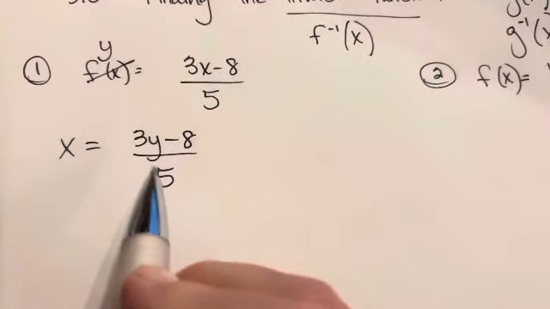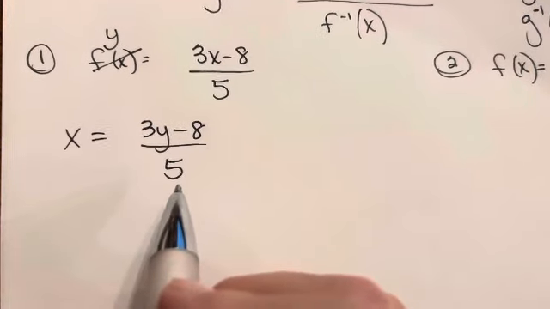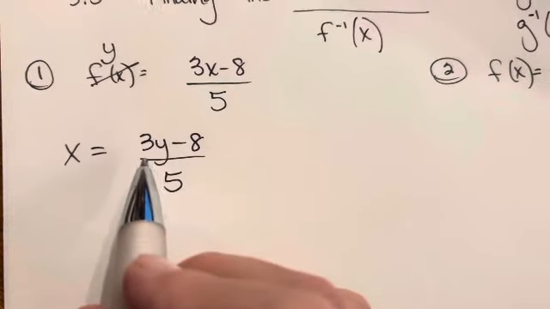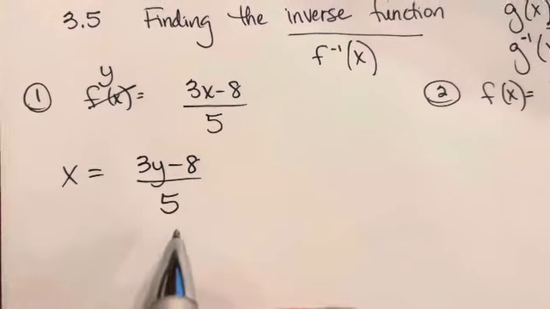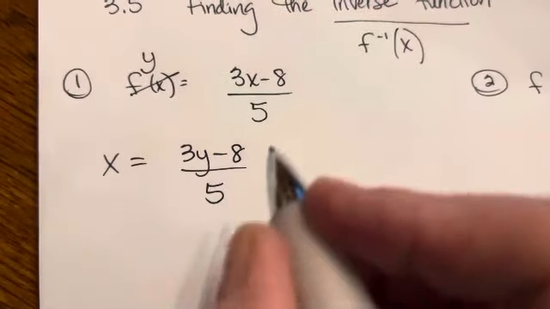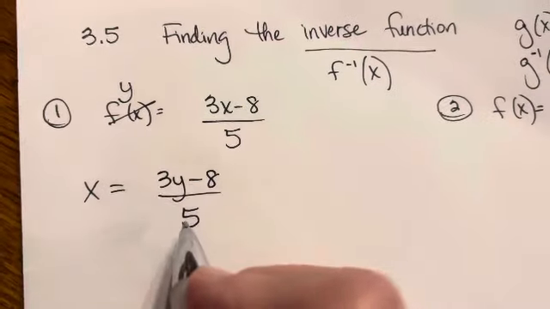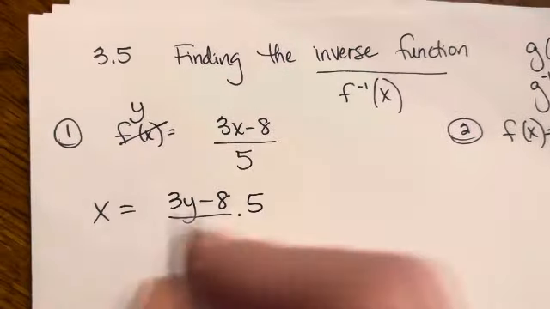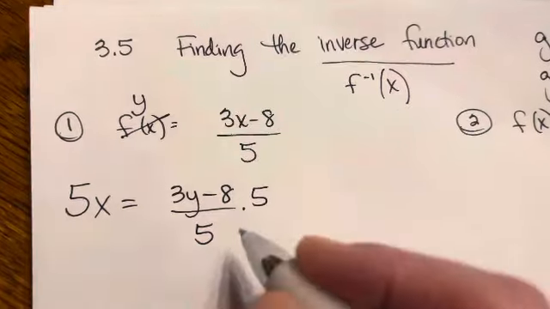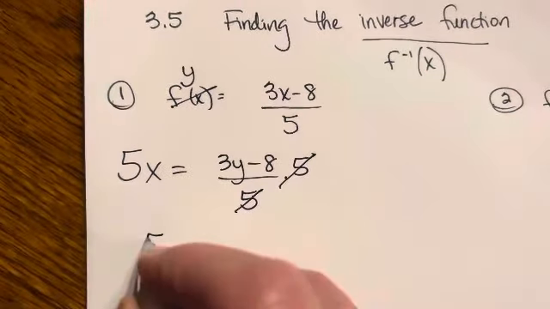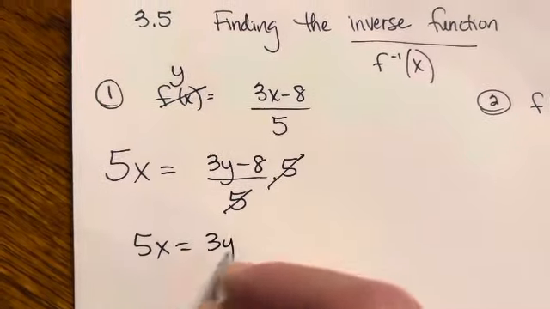That's the goal. So if there's a fraction, and there is, get rid of the fraction. So notice I'm dividing by 5. The opposite of dividing by 5 is multiplying by 5. So I'm going to multiply both sides by 5. I'll show my work here. Multiplying both sides by 5, these cancel. So I've got 5x equals 3y minus 8.